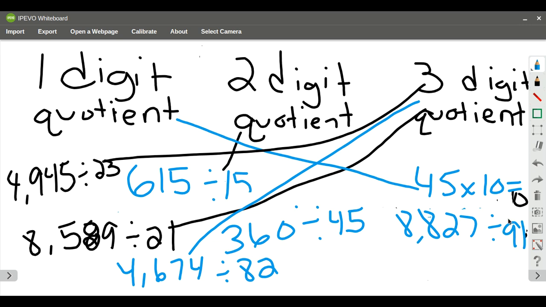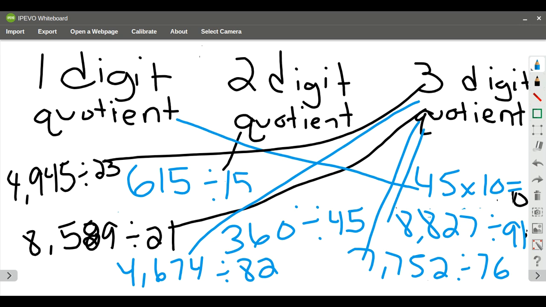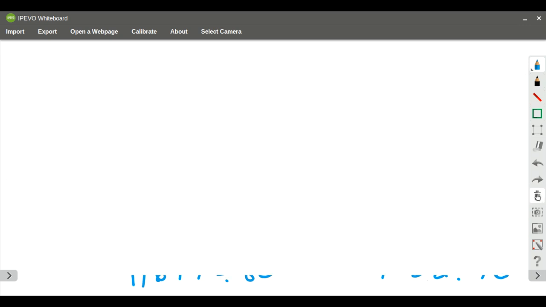4-digit quotient, 2-digit divisor, using that number sense, 3-digit quotient. And then my last value, 7,752 divided by 76. It's going to be a 3-digit quotient as well. All right, go ahead and flip the page and let's take a look at how we're going to decide.